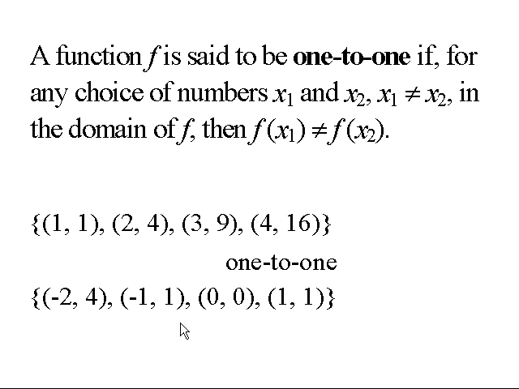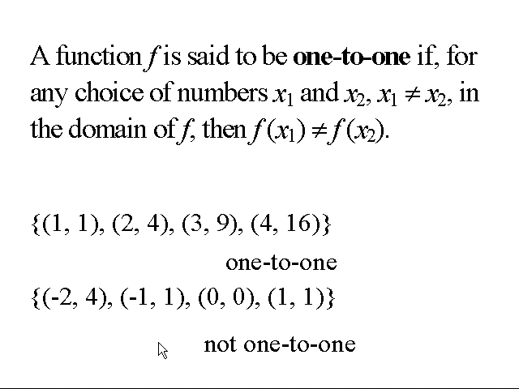If you look at a set of ordered pairs, minus 2, 4, minus 1, 1, 0, 0, and 1, 1, you zero in on this. Notice that minus 1, x goes to 1, and 1 goes to 1. So both those x values, minus 1 and 1, have the same y value. That's enough to say that that's not a one-to-one function. It is a function, just not one-to-one.